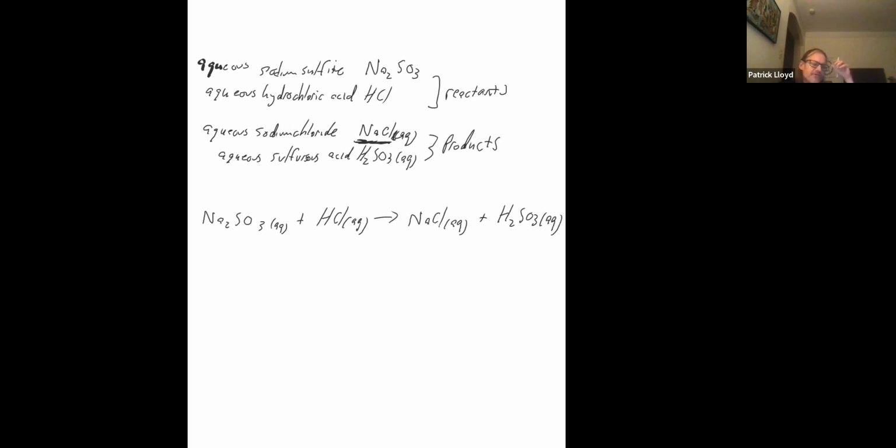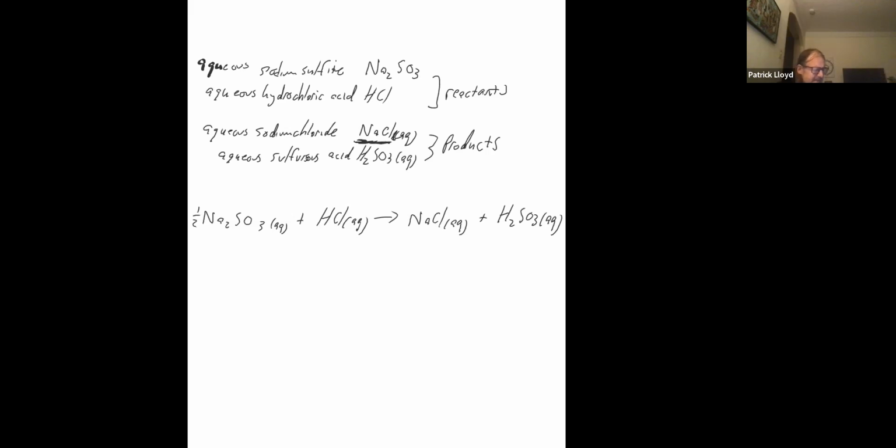Okay, so for this one, how many elements are there? You got sodium, sulfur, oxygen, hydrogen, and chlorine. There's actually 5 elements in here. Let's start on the left side. How many sodiums do we have? We have 2. How many on the right? Only 1. So that can be easily resolved by either making this a half, times 2 is 1.